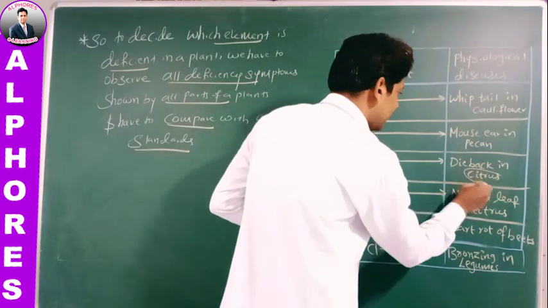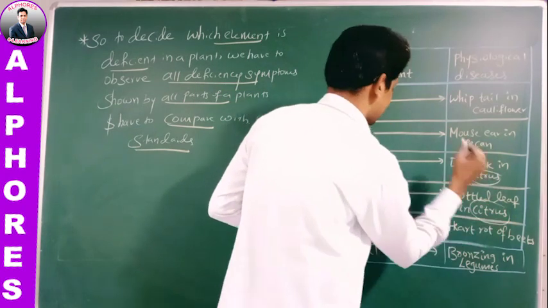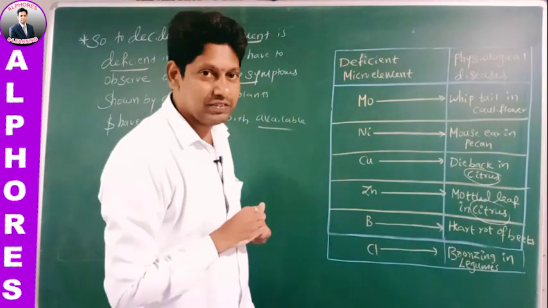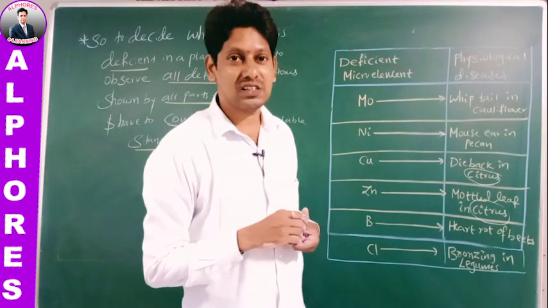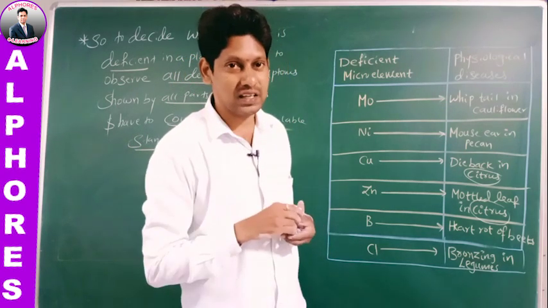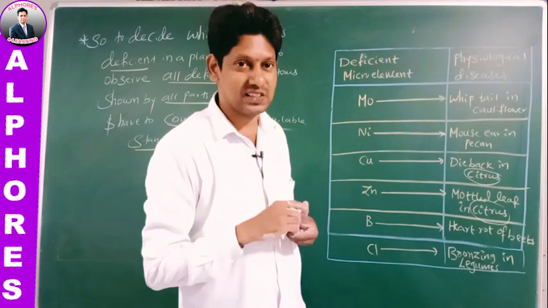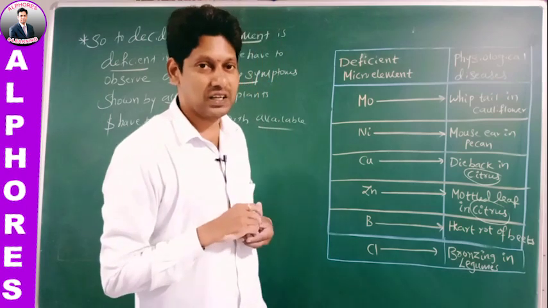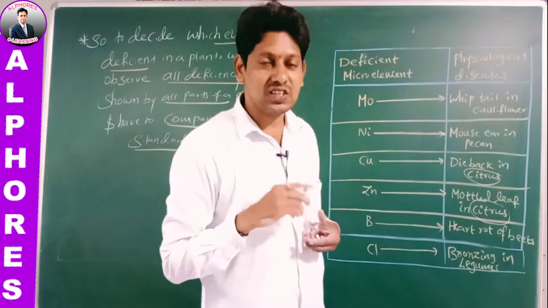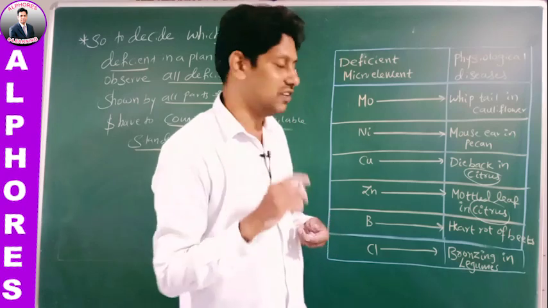Therefore, dieback in citrus, mottled leaf in citrus. Sir, citrus comes under which family? Rutaceae family. Hesperidium fruit is present in citrus. We read in first year, Hesperidium, a type of fleshy fruit. Citrus comes under family Rutaceae, right?